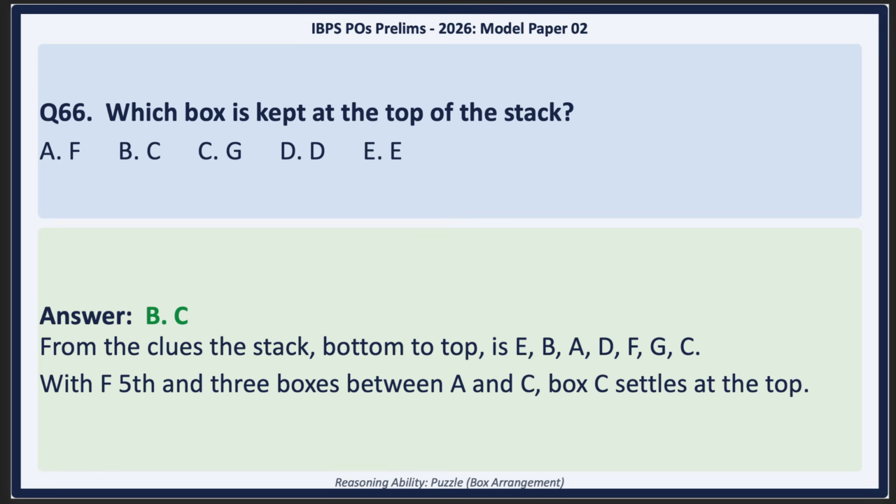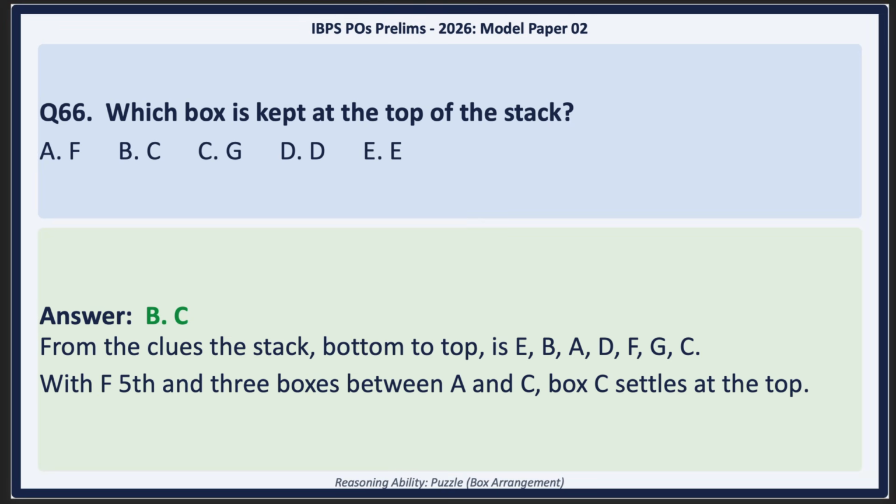Right, like the clues say box A is immediately below D, 3 boxes are between A and C, G is right above F, and B is right above E. And if you methodically test those slots around your anchor, they suddenly just lock into a single, undeniable vertical stack. They really do. So from bottom to top, the reality of this stack is fixed as E, B, A, D, F, G, and C. Yes. And once you build that structure, the exam just tests your ability to navigate it rapidly.